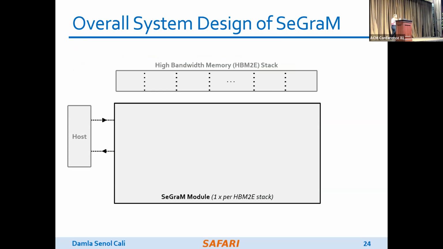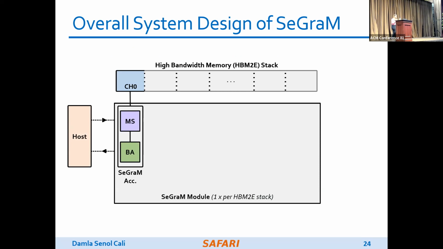And when we look at the overall system design of SIGGRAM, it is connected to a host system that's responsible for the pre-processing steps and for transferring the query read to the accelerator. Next to each HBM channel, we place one SIGGRAM accelerator such that it will have exclusive access without any interference from other SIGGRAM accelerators. And each SIGGRAM accelerator is a combination of one MinSeed accelerator and one BitAlign accelerator.